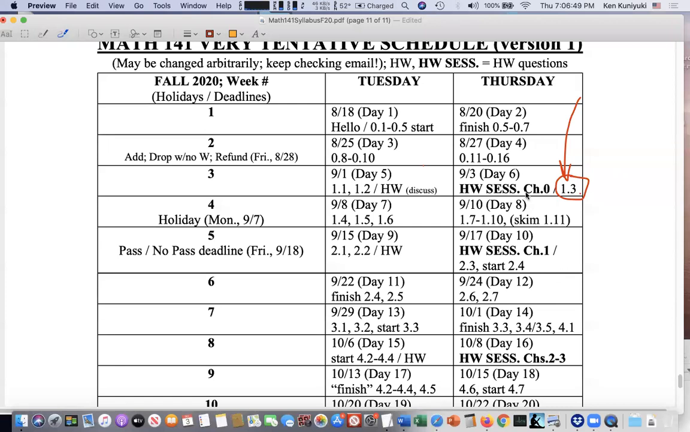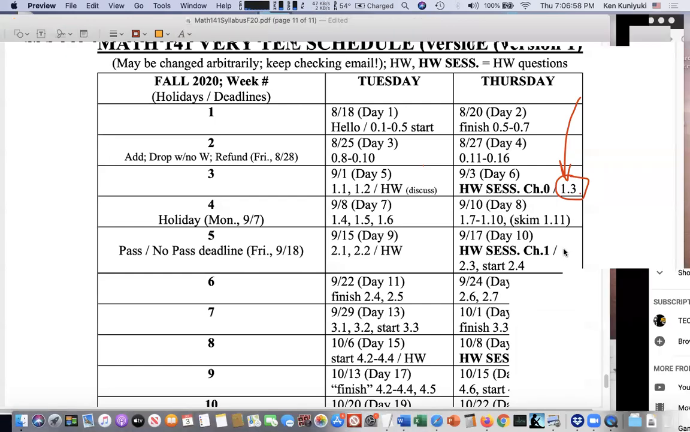All right, let's go ahead and start section 1.3. It's a fun section. It's one of my favorite ones, and it'll save you time. Here we go.